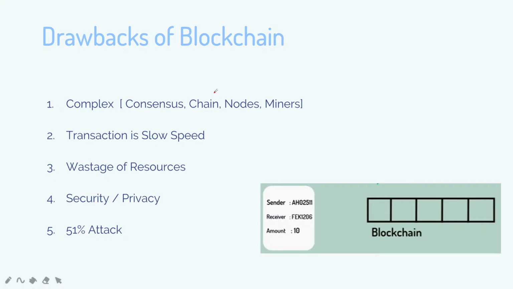Nowadays we need to transfer our amount even faster, right? Here the transaction speed is slow, and there is wastage of resources. Whenever you need to enter the blockchain community, you need supercomputers or high-configuration PCs, so that is wastage of resources. Then there are security and privacy issues, and the 51% attack. These are the drawbacks available in blockchain.